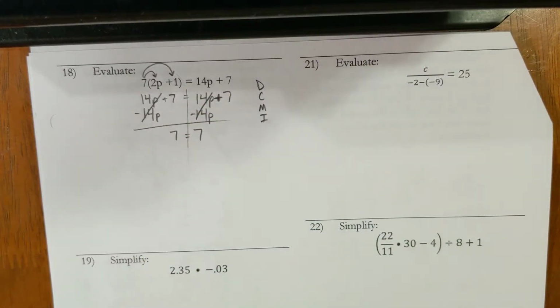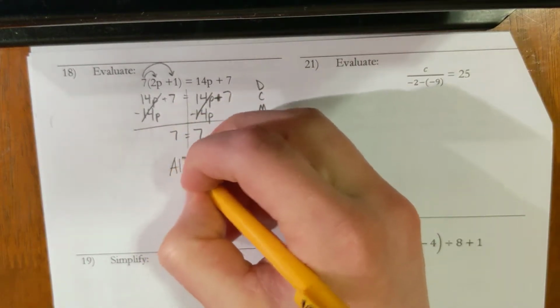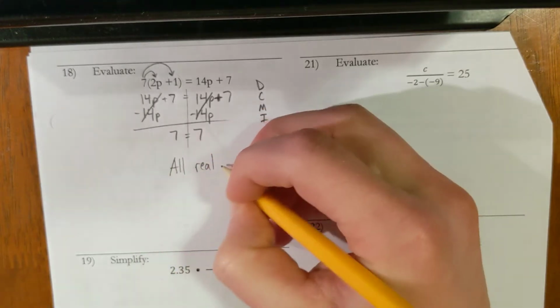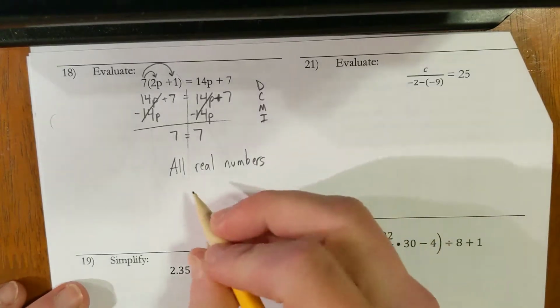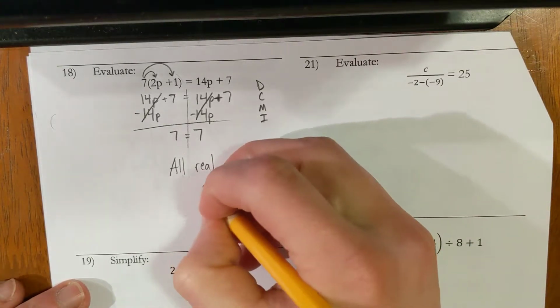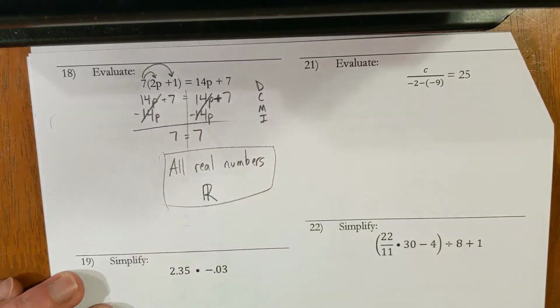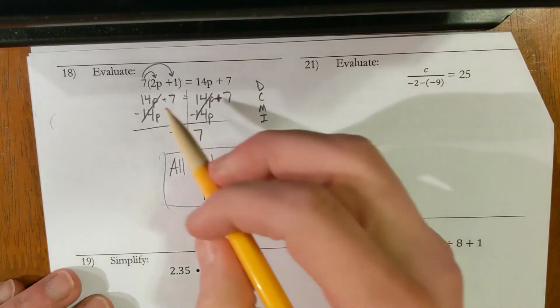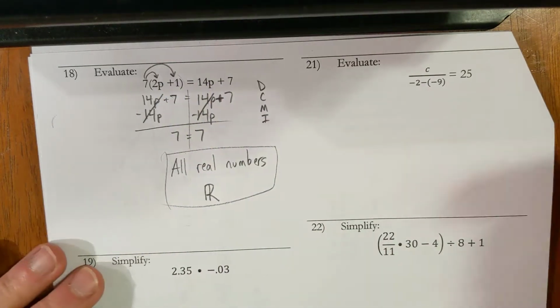And what we're saying is that in this one, since it's true, the answer is going to be all real numbers. Another acceptable thing to say would be all solutions. And the symbol for that is like this. Okay, so this is your answer. What we're saying here, remember, is that any number that we plug in here for p is going to make this a true statement.